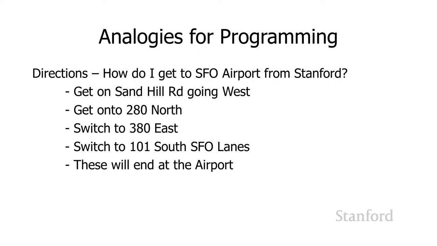One activity that's quite analogous to programming is giving directions. If somebody asks me how to get to San Francisco International Airport from Stanford, I would say, get on Sand Hill Road, travel east till you hit the freeway, get on to 280 North, switch to 380 East, switch to 101 South in the SFO lanes, and you should hit the airport. So I've given a series of instructions, and if the person who I've given the instructions to follows them properly, they should end up at SFO.